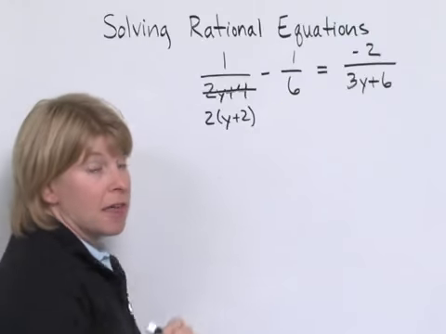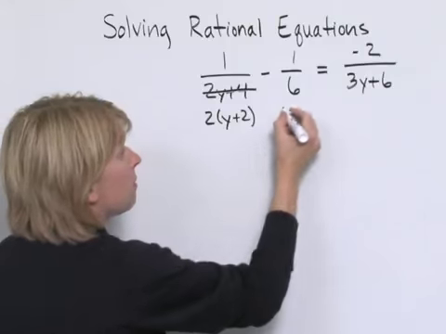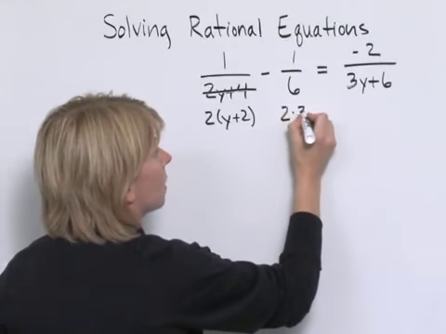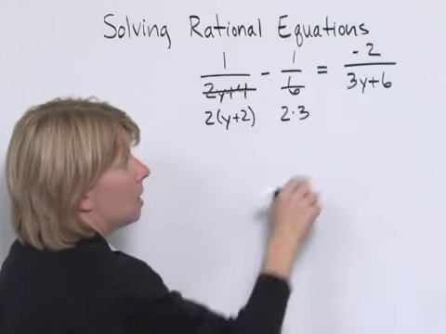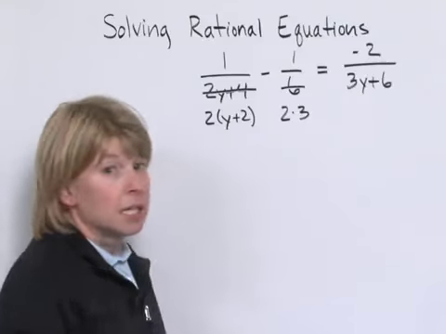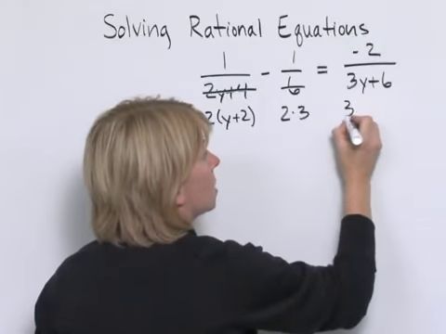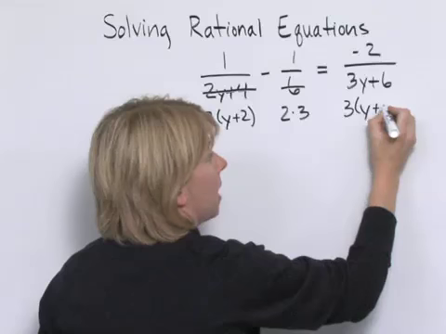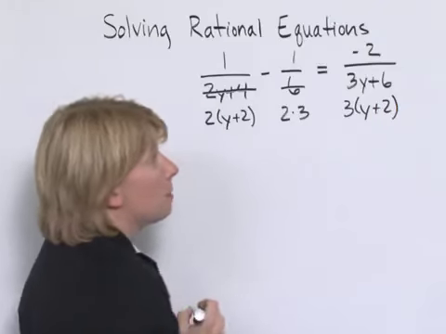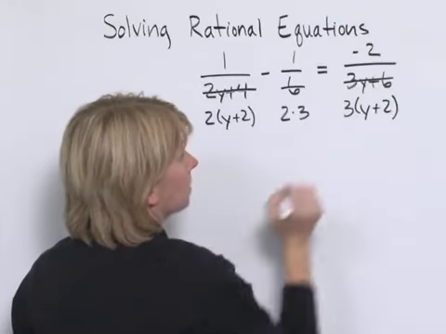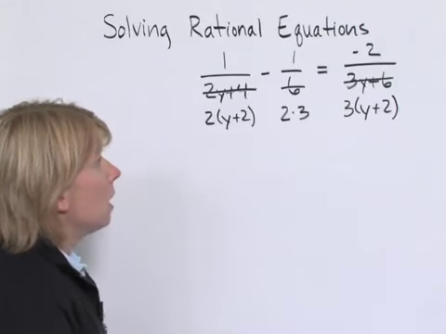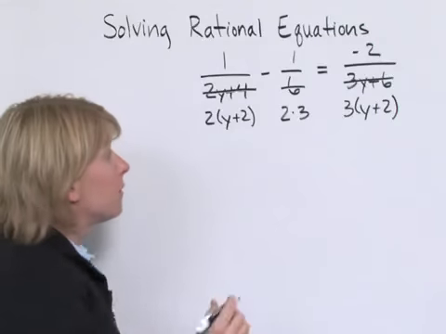For the 6, I can write that as 2 times 3, its prime factors. And for 3y plus 6, I can factor a 3 out and write that as 3 times y plus 2. Now that I've factored the denominators, I'm going to find the LCD.